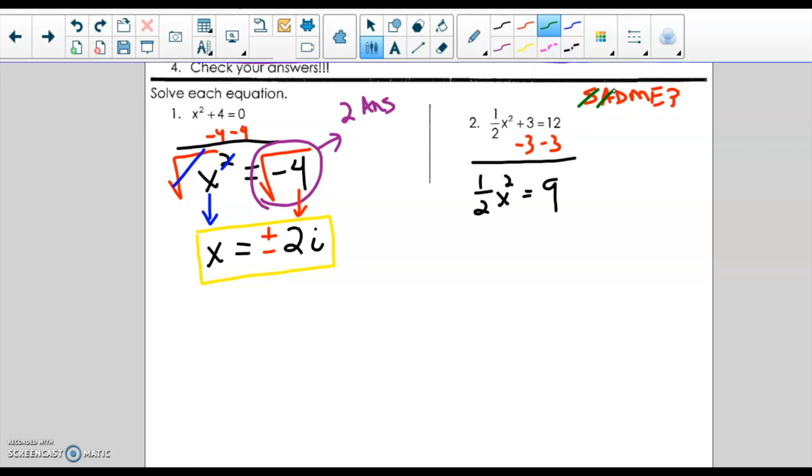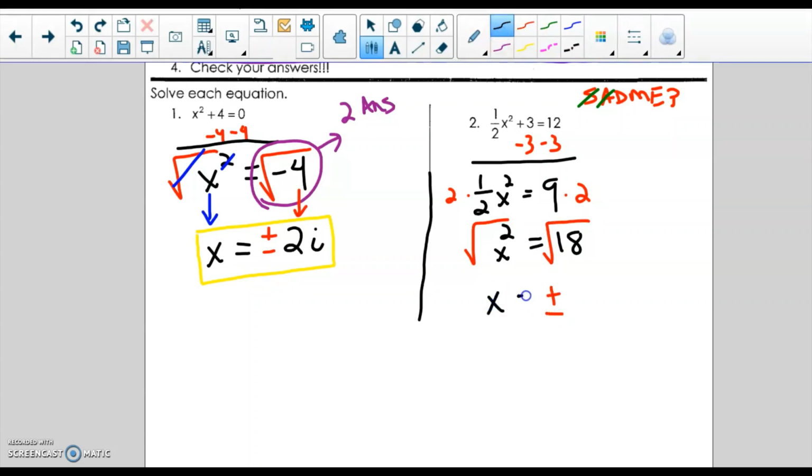Is there any division or multiplication that we can do to get x squared by itself? Yes. So we will multiply both sides by 2. That gives us x squared equals 18. And we are at the square root spot. So we're going to square root both sides of the equation. That automatically gives us x equals plus or minus. The square root is automatically the plus minus. Remember, you're going to get 2 answers per problem.